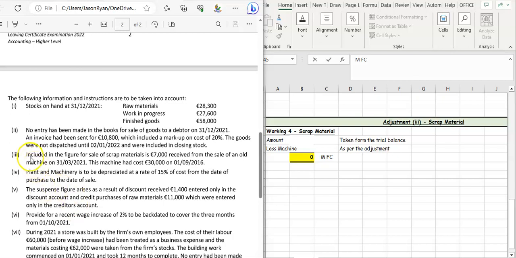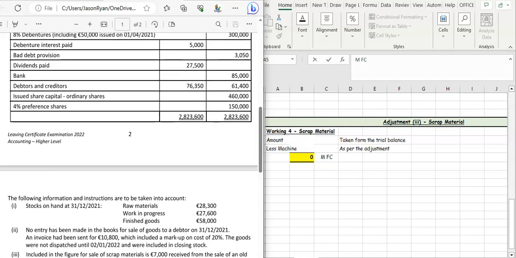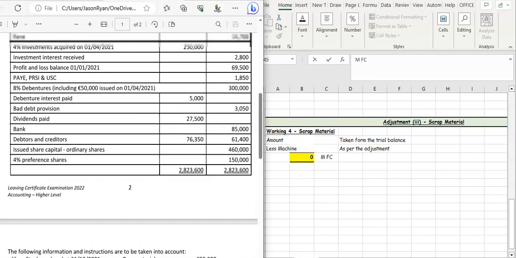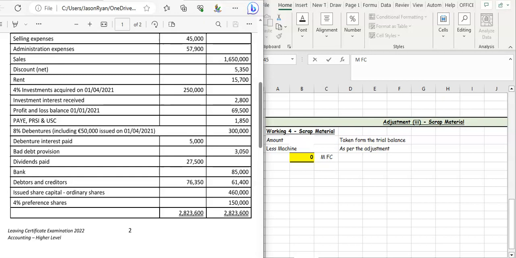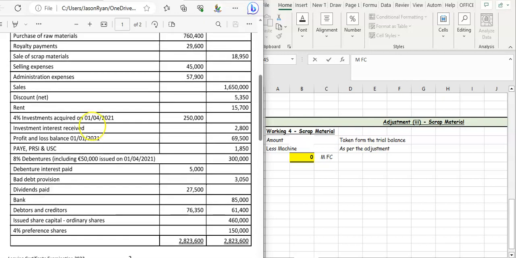Okay, so let's have a look at the third adjustment for the 2022 manufacturing account, McGuigan. It says included in the figure for sale of scrap material. So we must have sold scrap and got money for it. So included in that figure, we got sale of scrap material for 18,950.